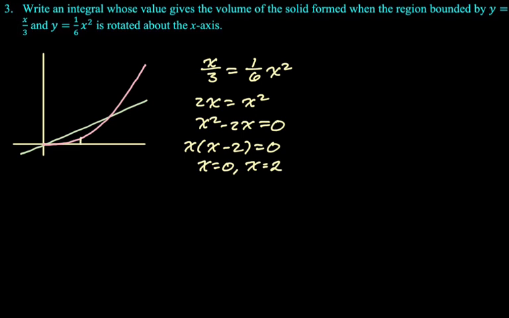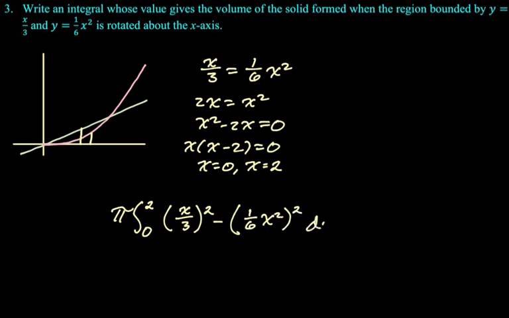So we're going to do pi, don't forget pi. It's going to be pi, the integral from 0 to 2. We have our big radius, which goes until it hits the linear function. So we're going to square the big radius, that's x over 3 quantity squared, minus our little radius, which goes until we hit the quadratic. So that's 1/6 x squared, technically minus 0, but 1/6 x squared squared dx. And that's all we have to do. I don't think it would have been too unreasonable to ask you to evaluate this, but I didn't, and I'm kind of thankful for that.